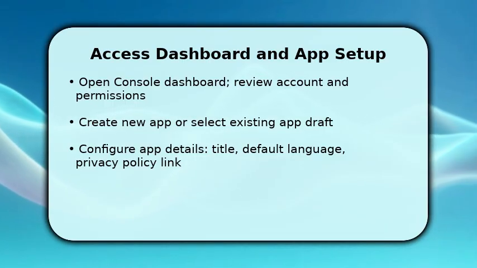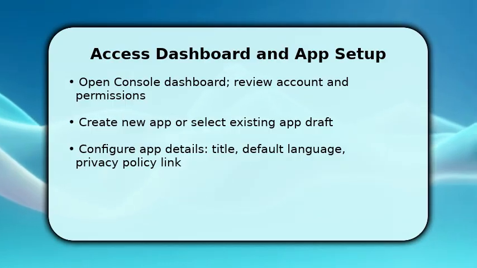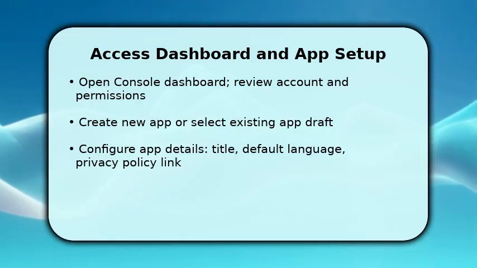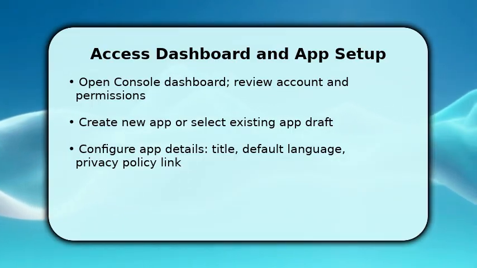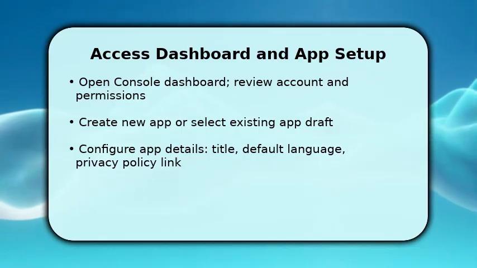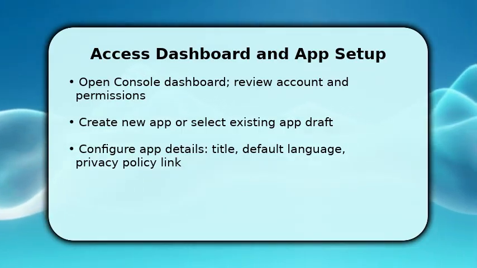Next, click to create a new app or open an existing draft. Supply the app name, default language, and whether it's an app or game. Then fill core metadata, short and full descriptions, contact email, and link to your privacy policy. Make sure you save each section as you go so nothing is lost between pages.